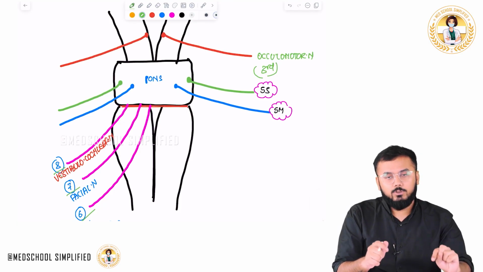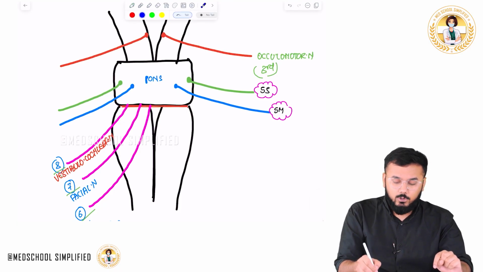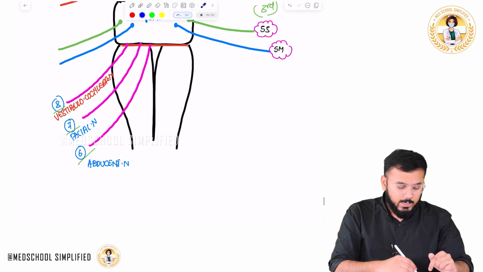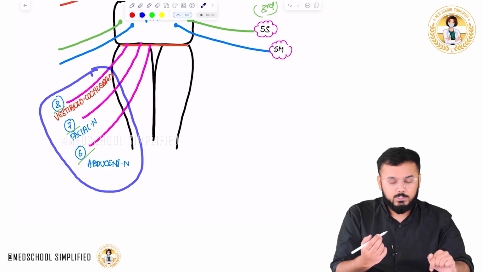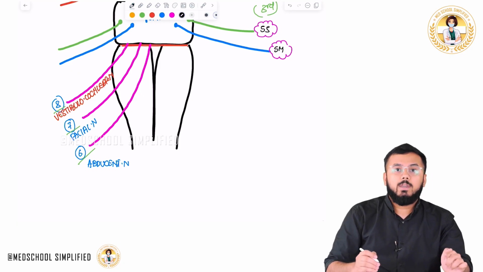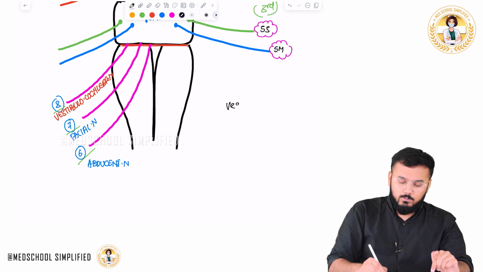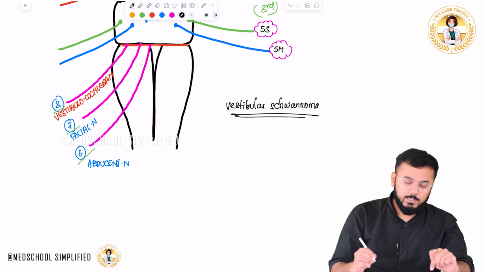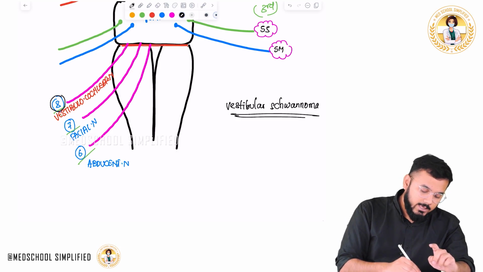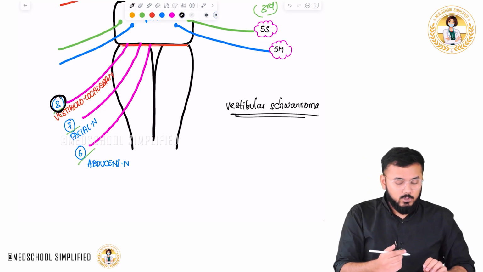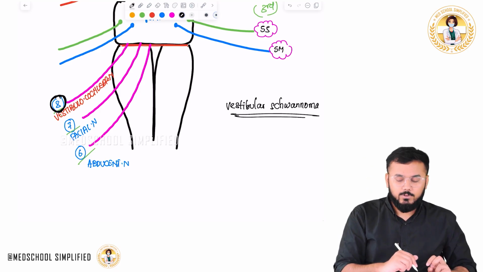Now, the important thing you need to know here is that, as I've already told you, the oculomotor is from the midbrain, the fifth sensory and motor are from the pons, and these three, vestibulocochlear, facial and abducens, are coming from here. Now, there is one very important clinical condition called vestibular schwannoma. What do you mean by vestibular schwannoma? It is a tumor mainly related to the 8th pair of cranial nerve.